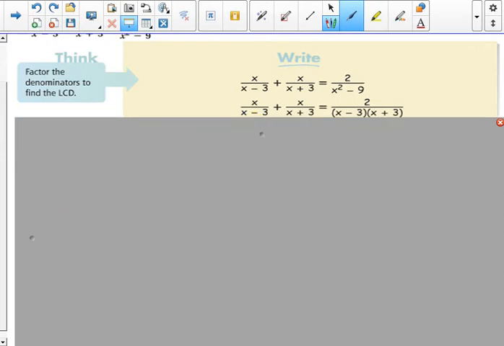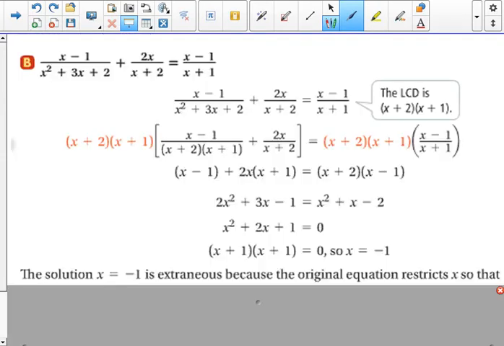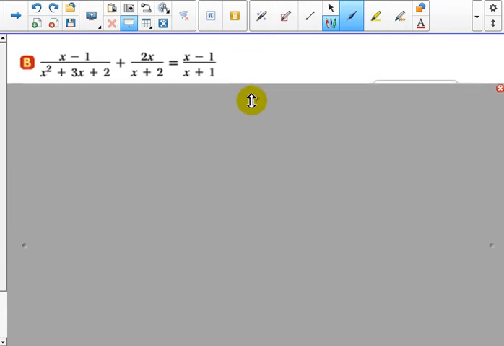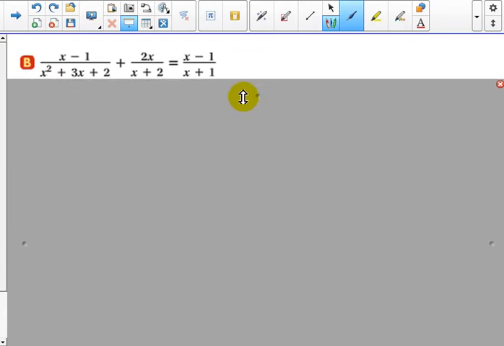All right, so let's look at our next problem. B, now they're giving us a more complex number to work with. So if you look, what can I factor out? That's the first thing we zero in on, is what can we factor. And I see this trinomial right here. Well, that's not an issue for us. We know that's going to be x plus 1 times x plus 2.